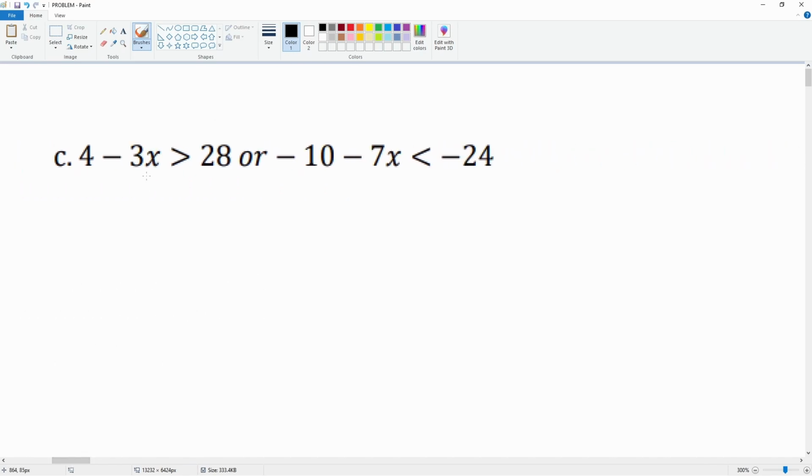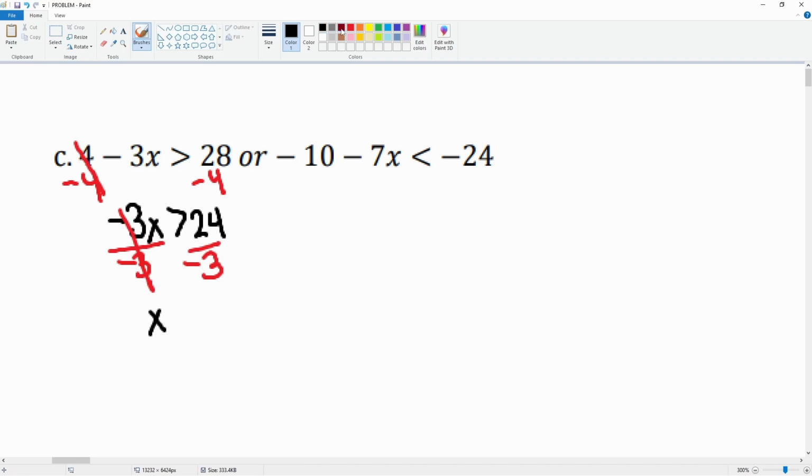C. Wow, more complicated. All right, let's subtract the 4 to both sides because we're trying to get that letter alone. This does cancel, leaving you with a negative 3x is greater than 28 minus 4 is 24. Now you want to divide by this negative 3 here. Divide by negative 3 here. This cancels, leaving you with just an x. And then on the right hand side, 24 divided by negative 3. This gets you a negative 8. But notice that you divide by a negative number, so the inequality flips.